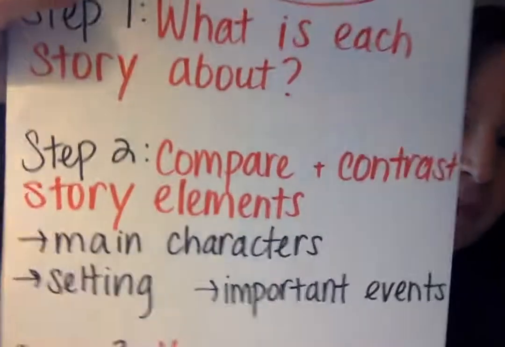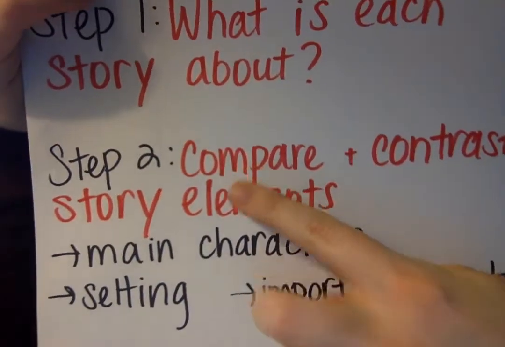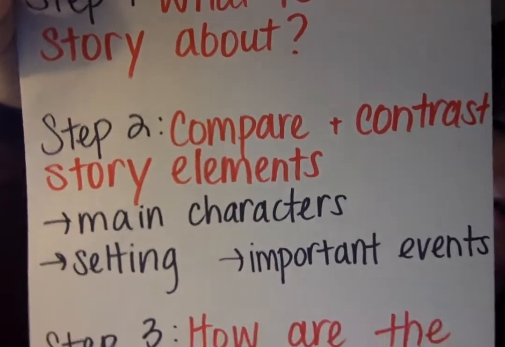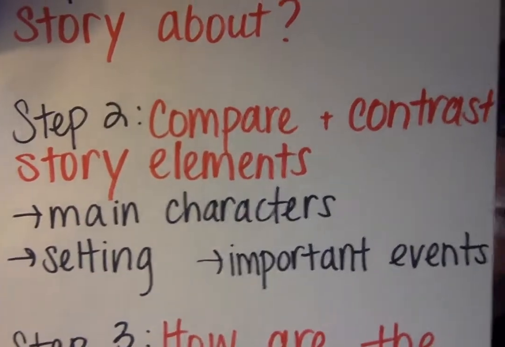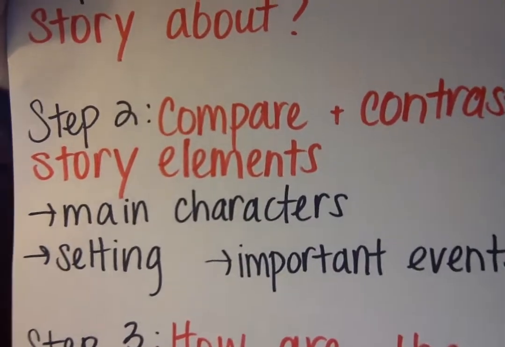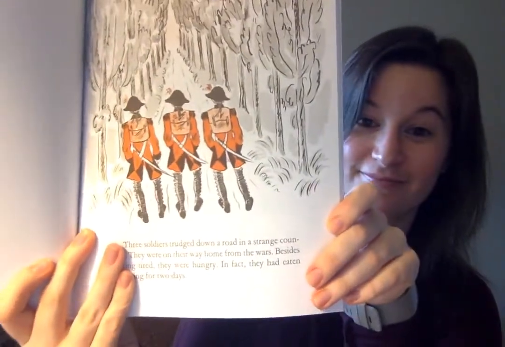Going into step 2, compare story elements. Remember, we are only focusing on the comparing today. So we're going to be looking at how these story elements are the same. So the 3 story elements we'll look at are the main characters, the setting, and important events. So looking first at Stone Soup, we're going to look at our characters. Our main characters, again, are our 3 soldiers. And then when we look at Bone Button Borscht, we know that our main character is the beggar.